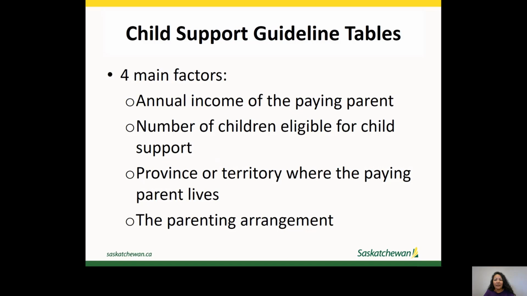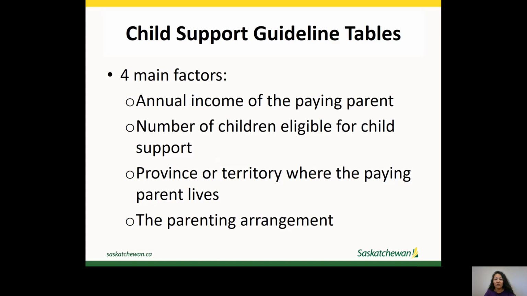The child support guidelines include tables to help determine the amount of child support. The tables are based on 4 main factors: the annual income of the paying parent, the number of children eligible for child support, the province or territory where the paying parent lives, and the parenting arrangement. The amount of support determined by these tables is often referred to as the table amount of support. The table amount is used in situations where the child lives primarily with one parent.